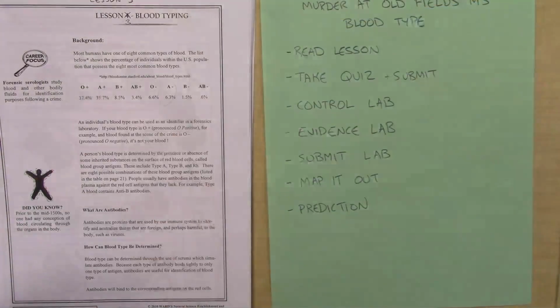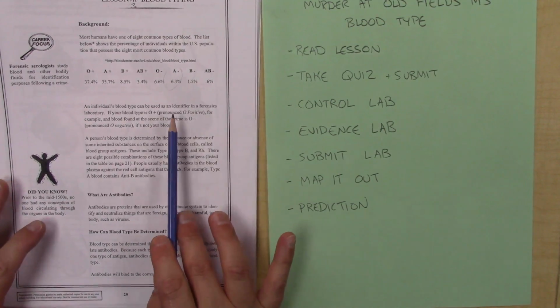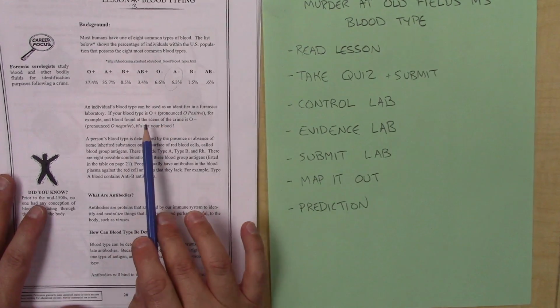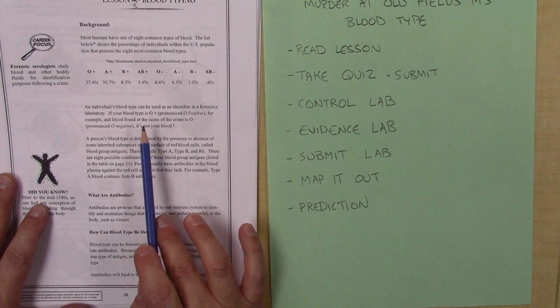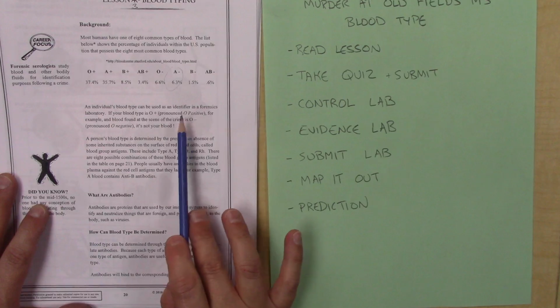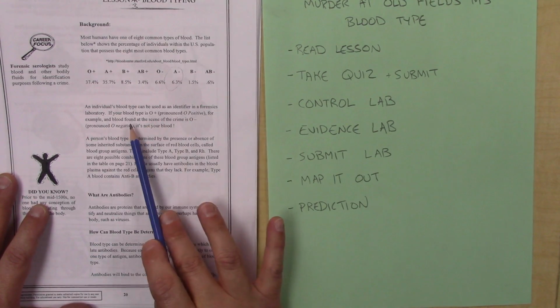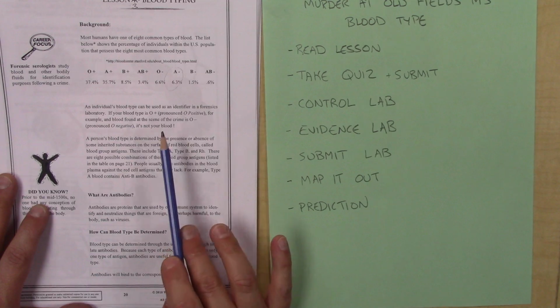So let's look down here. Those are the blood types. I am A negative, I said that. You might know yours, you might not. An individual's blood type can be used as an identifier in a laboratory. If your blood is O positive and the blood in the scene is O negative, it's not your blood.